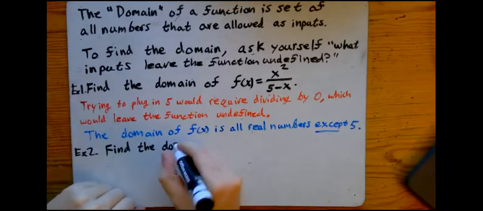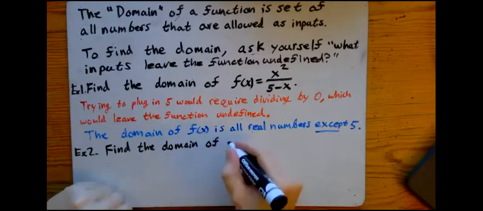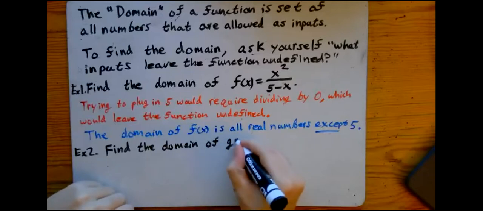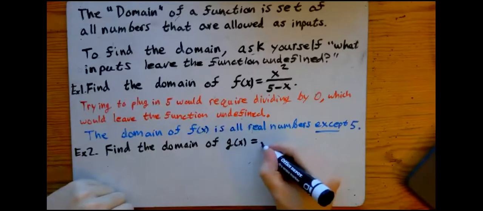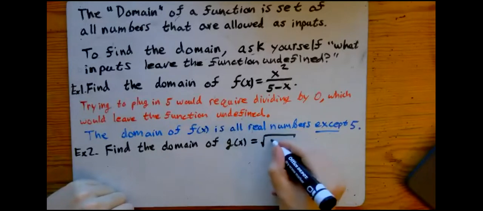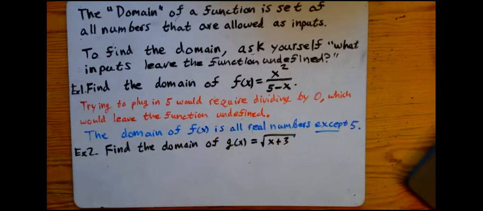Let's find the domain of g of x equals, let's say, the square root of x plus 3. All right. Are there any numbers or any inputs that would leave the function undefined? Anyone have any ideas?